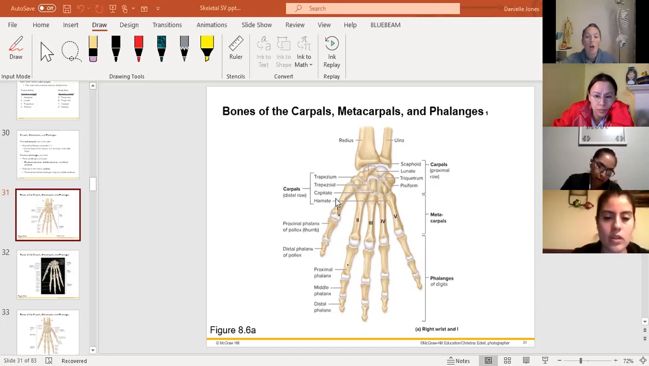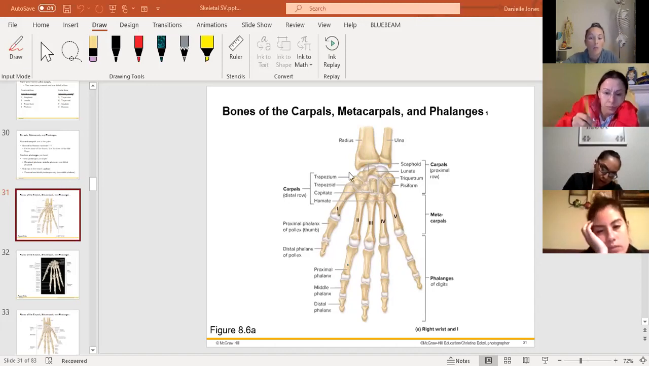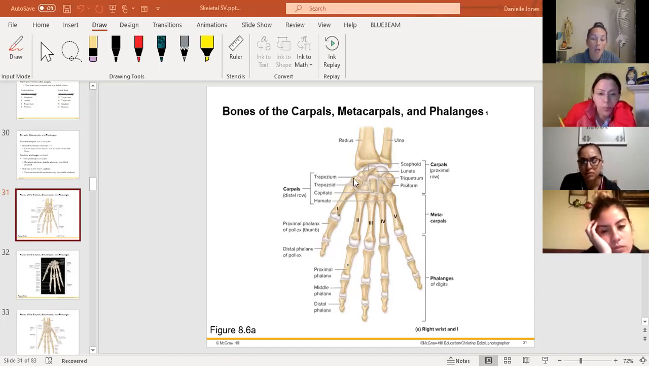Then we have our carpal bones. Now these carpal bones are right here. We're going to go proximal row, and then we're going to go distal row. Proximal row, you always start thumb side. We're going to go thumb side, and then we're going to go lateral to medial, and then we're going to go distal row, lateral to medial.